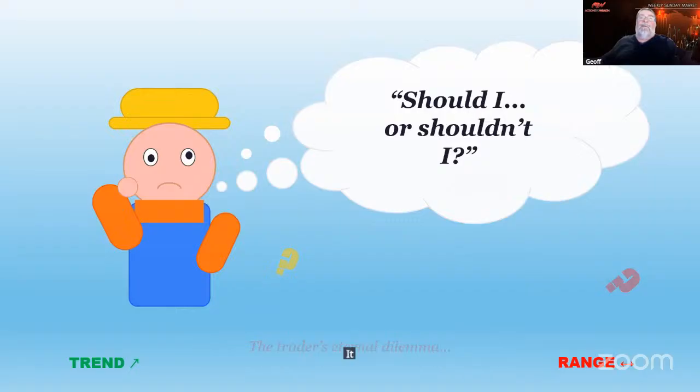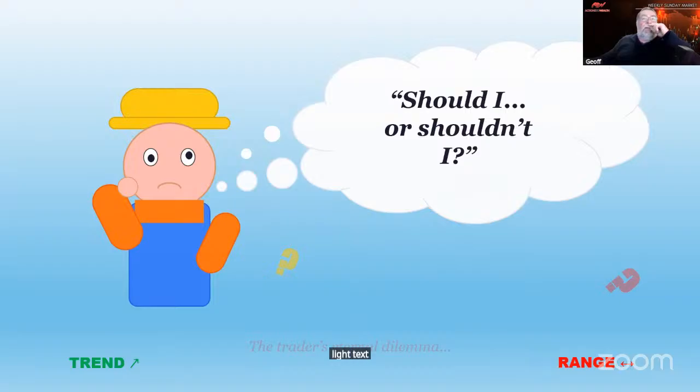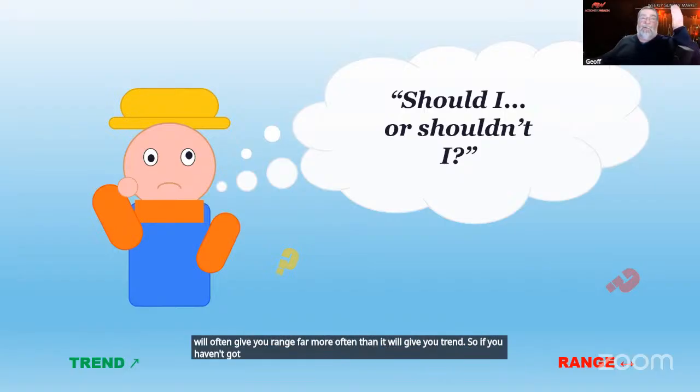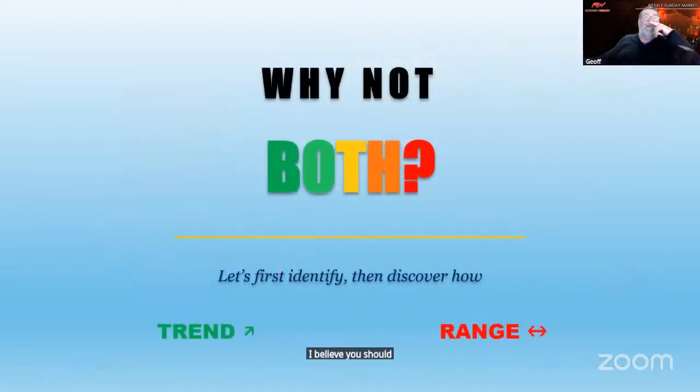It's a great question, and it is really the trader's eternal dilemma, as I've denoted there, if you can actually read it. Yeah, it's in very, very light text. I think you should have both a range and a trend trading system to work with for very obvious reasons. The market will often give you range far more often than it will give you trend. So if you haven't got a range trading system, well, that's my opinion, but I believe you should trade both.